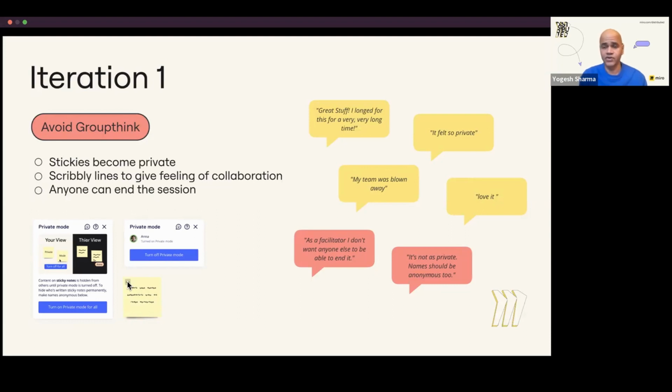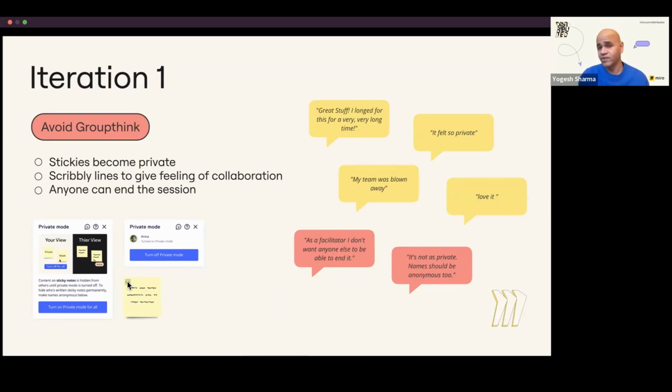So in the beginning, if you have been using private mode since the beginning, you would have noticed that anybody in the session could just hit turn off private mode and it would end for everyone, which worked in some cases like retrospectives, but in larger meetings, sometimes it was accidentally hit, somebody just hit the button, and it was accidentally ended and all the content was revealed.